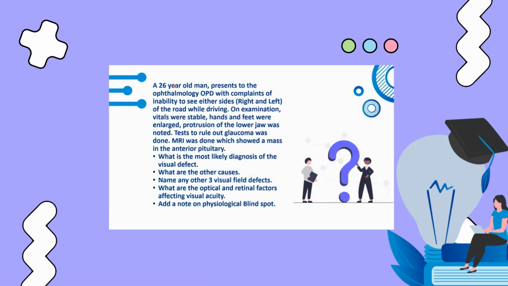First case, a 26-year-old man presents to the ophthalmology OPD with complaints of inability to see on either sides, that is right and left of the road while driving. On examination, his vitals were stable, hands and feet were enlarged. Protrusion of the lower jaw was also noted. And then test to rule out glaucoma was done. MRI was done which showed a mass in the anterior pituitary.